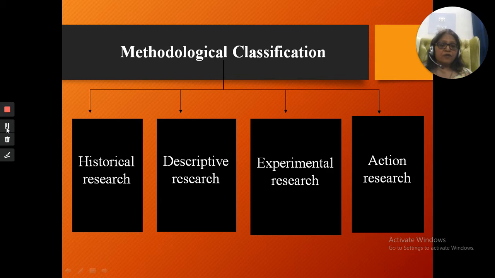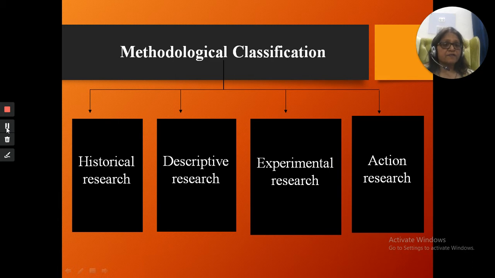Now, when we look at the methods we follow, the researches can be classified as historical research. Historical research follows the historical method. When we look into the past events of some phenomenon, some event, some situation, some content, some context, it is historical research. Descriptive research: when we try to find the relationships, we try to find out the meanings, it is descriptive research, and we use the descriptive method.